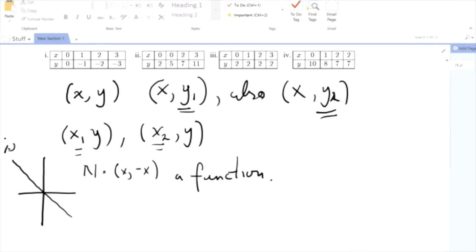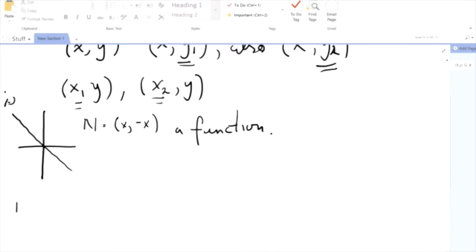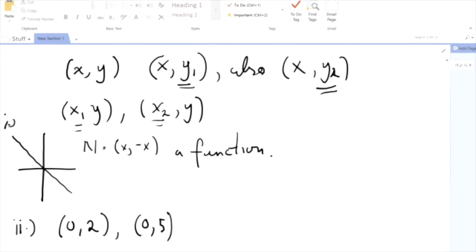Now for the second one, we have 0 and we get a y of 2. We also get a 0 and a y of 5. Now clearly this is not a function because we have the form 0 and 2 and we have 0 and 5, which is looking like what we wrote here earlier.